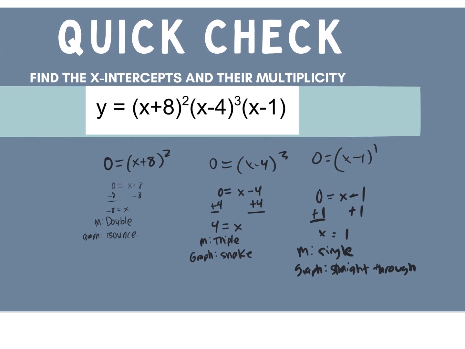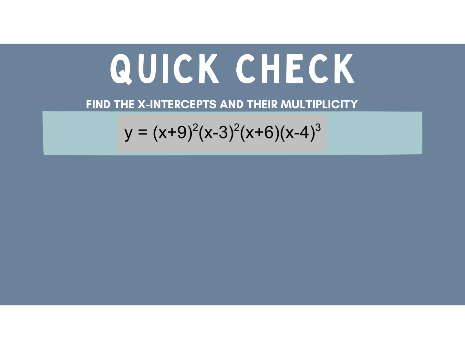So this is a good example to check your understanding because it's got a single, a double, and a triple in there. All right, so this will be the last problem we do. I want to pause the notes and I want you to try this one on your own. I want you to find the x-intercept for each individual factor. There's 4 factors here. State their multiplicity, and then as a bonus, describe what it would do on a graph.